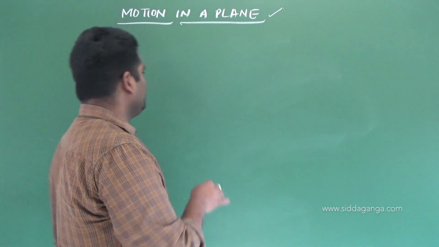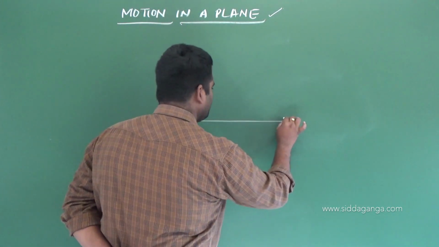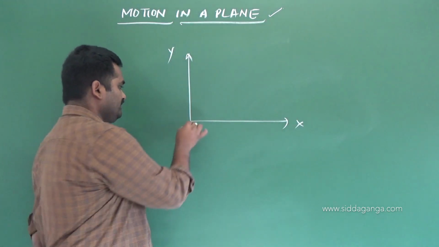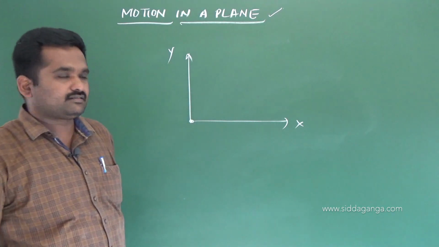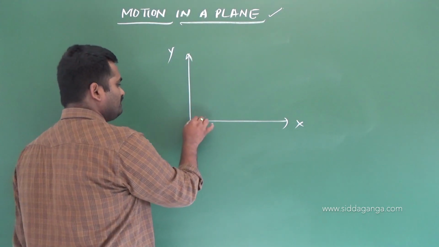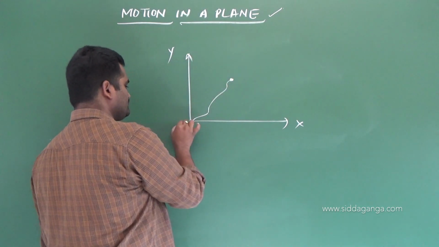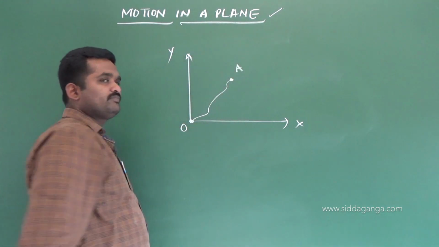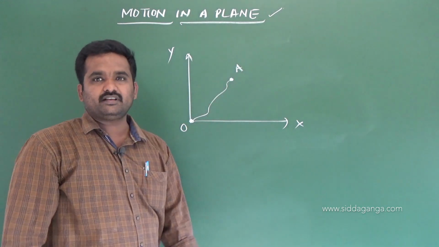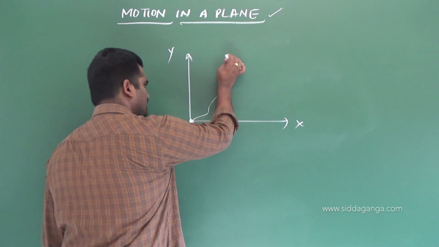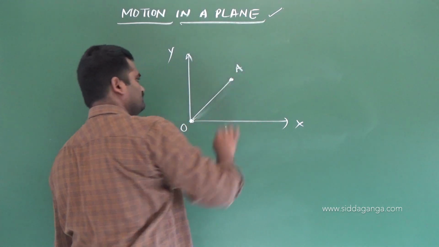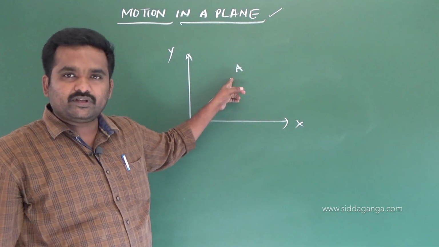Now, for the same ant, if I say this is x and this is y, and somewhere it starts at this point. It's not moving only in the x direction now, nor only in the y direction. It is supposed to travel to this particular point. Let me say this is O to A. That's how the ant has moved, from O to A. Let's say it has moved along a straight line path from O to A.